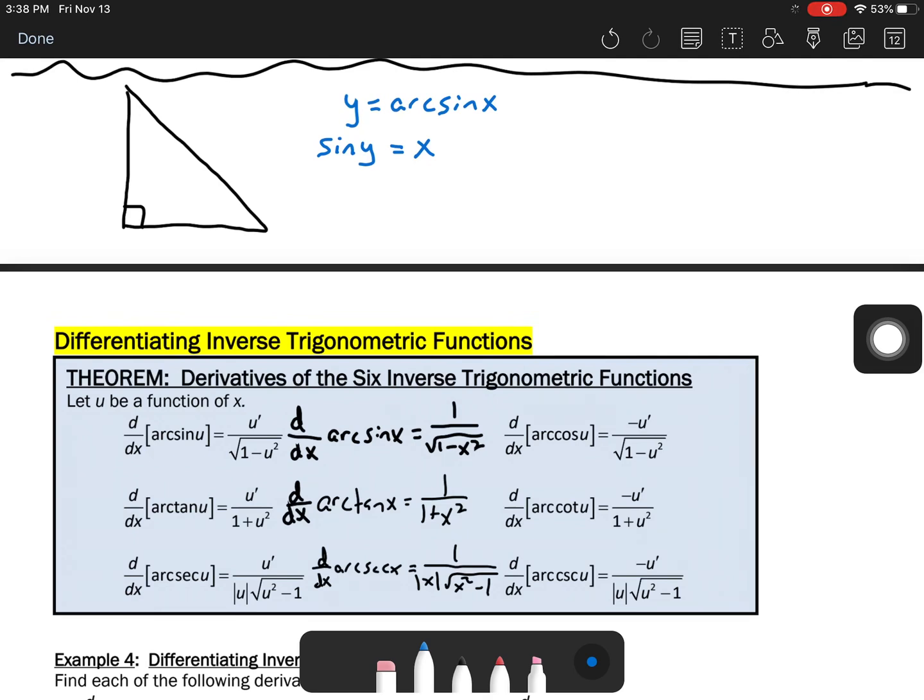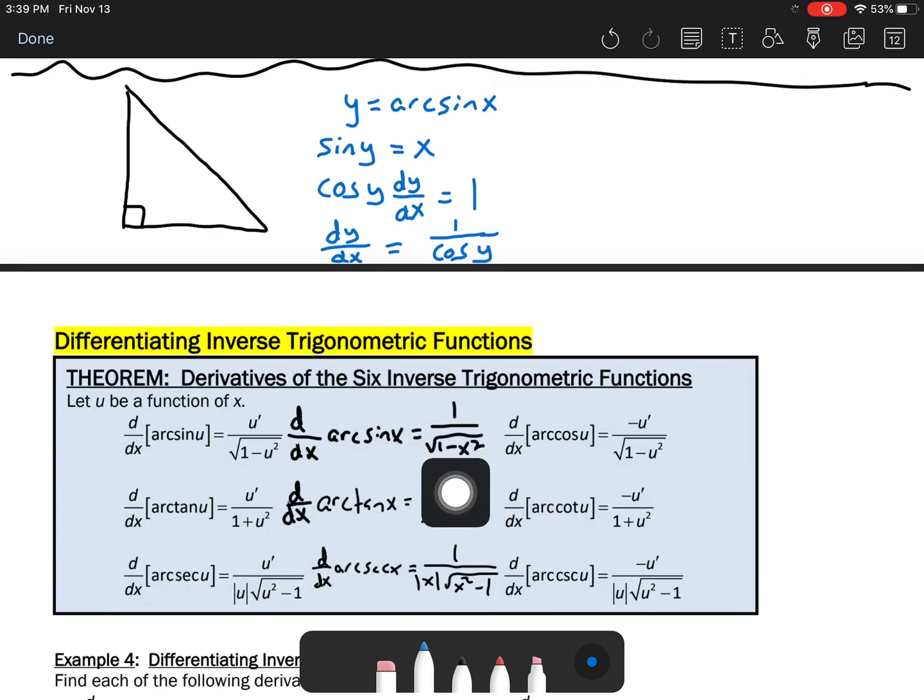Now at this point we have an equation that we can take the derivative of both sides, because we know what the derivative of sine is and we know what the derivative of x is. The derivative of sine is cosine, so we're going to say it's cosine y, followed by dy/dx. And the derivative of x is 1, so that's just 1. Now if we solve that for dy/dx, dy/dx is equal to 1 over cosine of y. That would be our derivative, but it doesn't look much like what we had here.